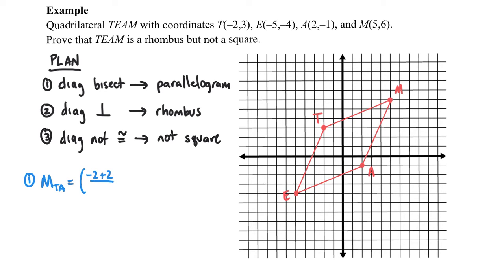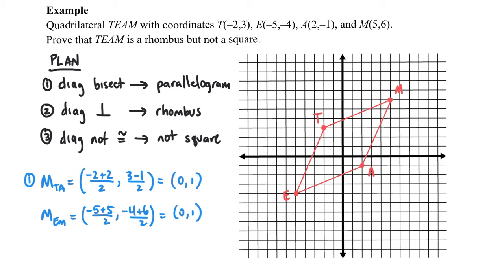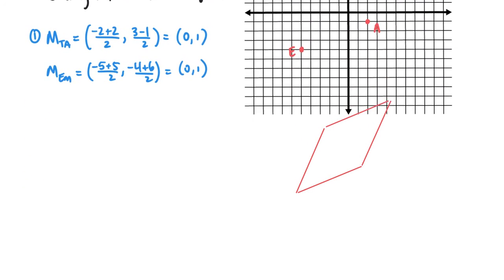The midpoint is going to be -2 plus 2 over 2, and then 3 minus 1 over 2. That gives me a midpoint of 0, 1. And then my other diagonal is EM, and that's going to be -5 plus 5 over 2 and -4 plus 6 over 2, and that is going to give us 0, 1. Okay, there's the work for the first phase of my plan, but now I need to do the write-up.